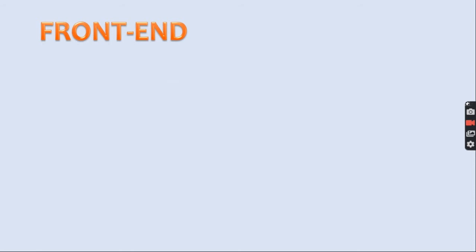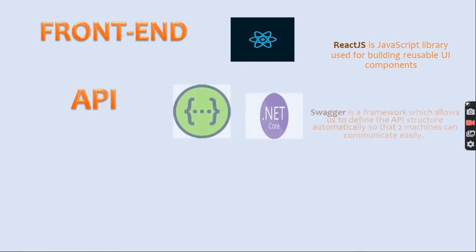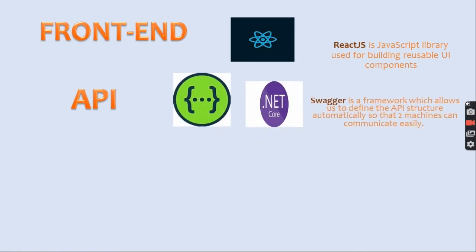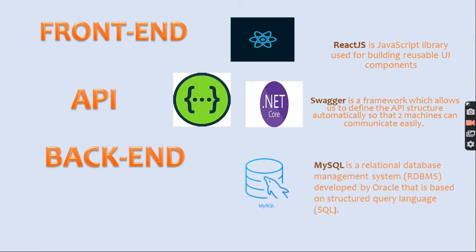In our to-do list application, the front end is created using React.js. React.js is a JavaScript library used for building reusable UI components. And the API here is Swagger. Swagger is a framework which allows us to define the API structure automatically so that two machines can communicate easily. For backend purposes, we are using MySQL Relational Database Management System developed by Oracle, that is based on SQL.